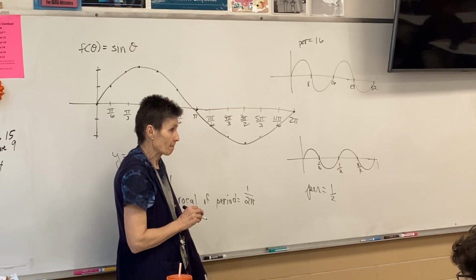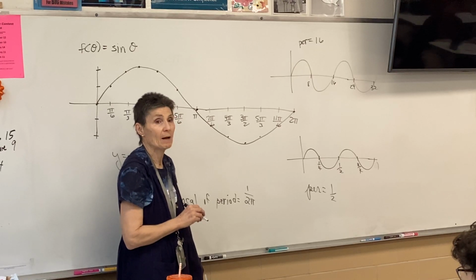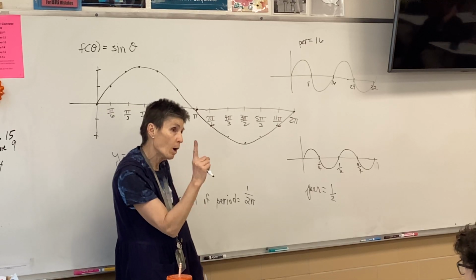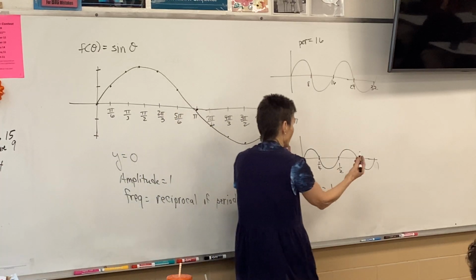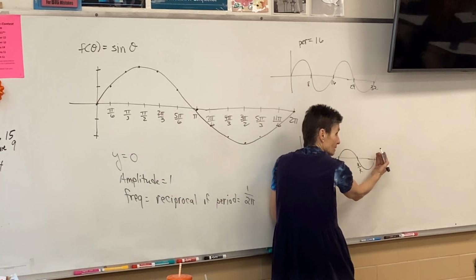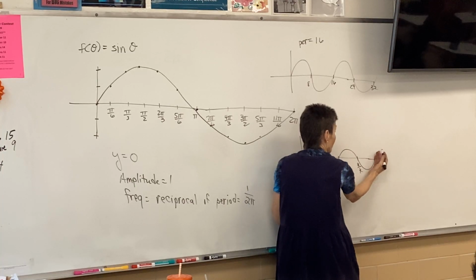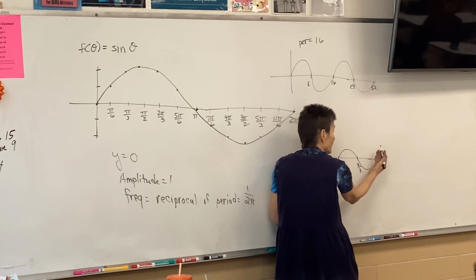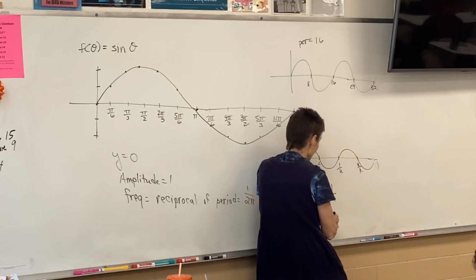Frequency is how many periods, how many cycles you get done in an interval 1 unit long. So if I look at my graph and I look at 1 unit, frequency is a per unit thing. So 1 unit, how many periods do I get done in that 1 unit? 2. Frequency is 2.